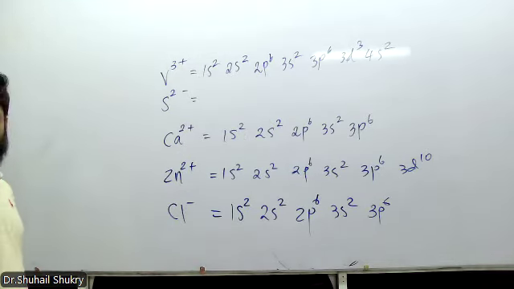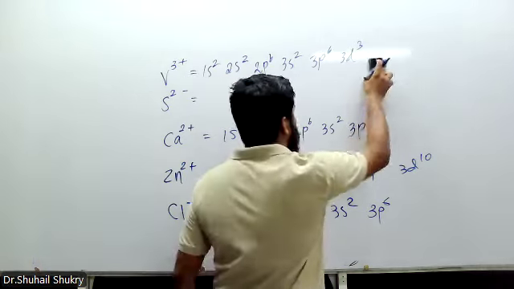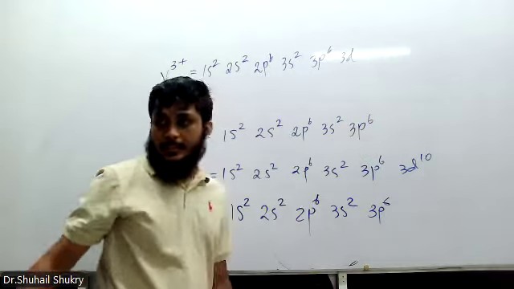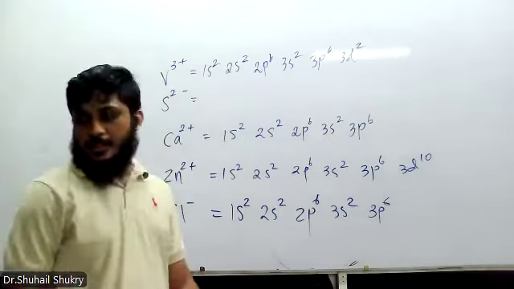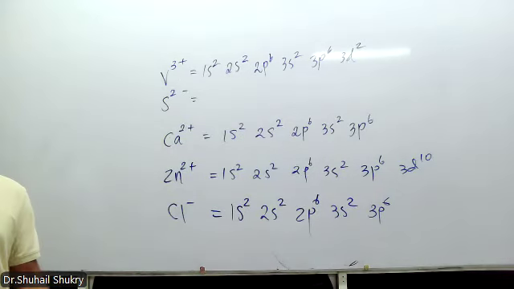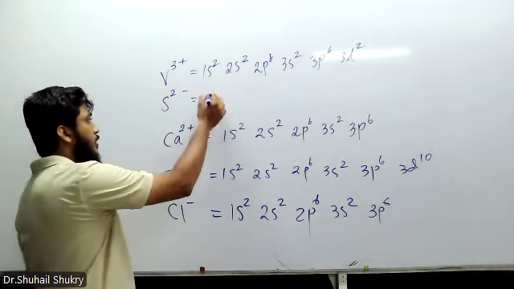So for V3+, who will remove these 3 electrons? 2 from 4s, 1 from 3d. What is left is 3d2. Is it clear, guys? 100% clear. Next, S2-. The atomic number of sulfur is 16.